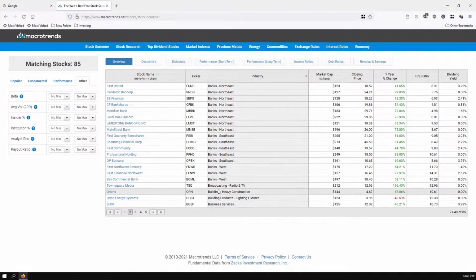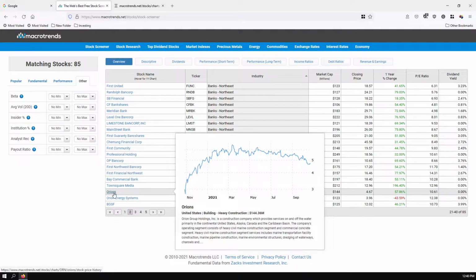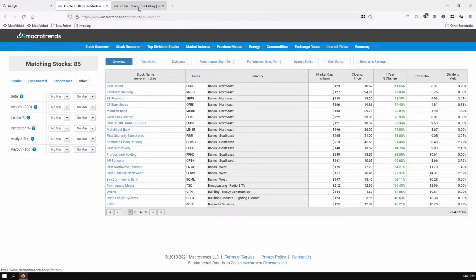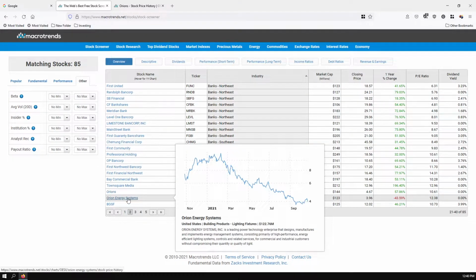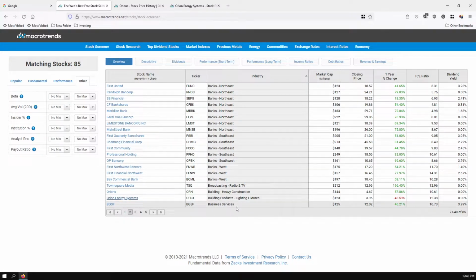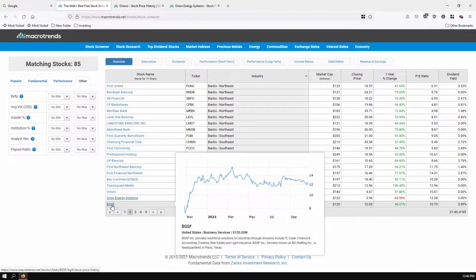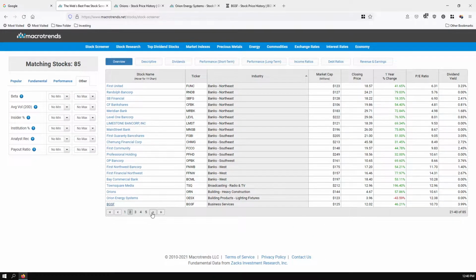Building, heavy construction. This is actually one of them, Orion's. I'm just clicking with the mouse wheel. Open up a new tab up here. Orion Energy Systems, building products, business services, and then here you can see their closing price, their market cap. You see these are all small caps. PE ratio, anything below 15, you can assume to be pretty good. I wasn't going to click on this business service one, but it does have a dividend yield of 4%. And seems to be doing pretty good, so we can look a little further into that.